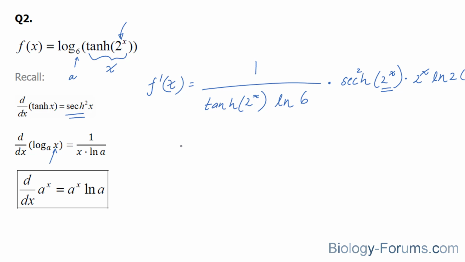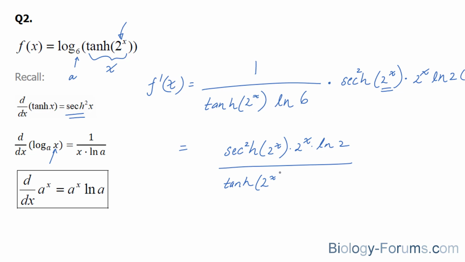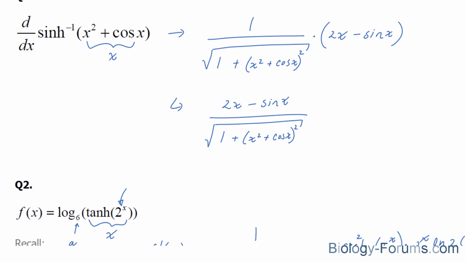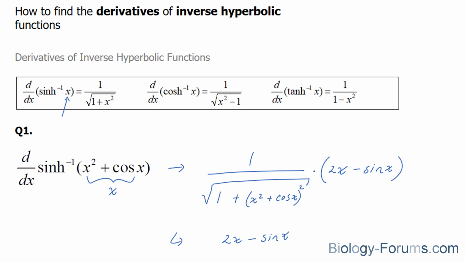Let's put this all together in a nice, neat way. The hyperbolic function of secant squared 2 to the power of x times 2 to the power of x times ln 2 all over the hyperbolic function of tangent 2 to the power of x times ln 6. And there you have it. Those are two examples on how to find the derivatives of inverse hyperbolic functions.